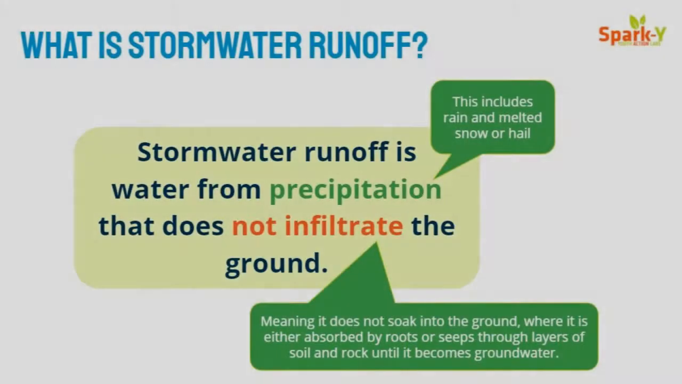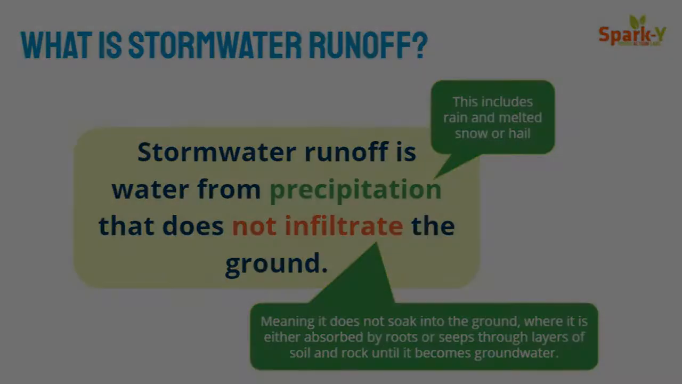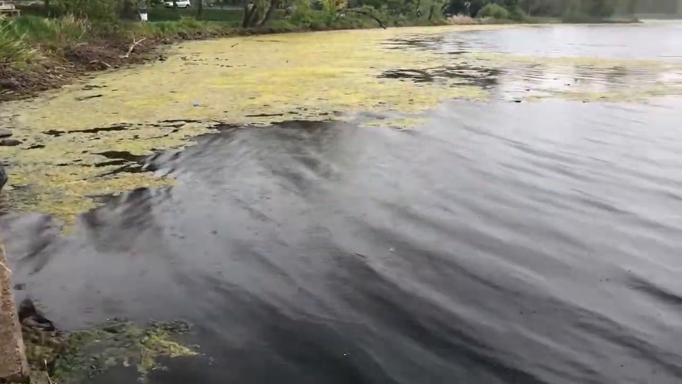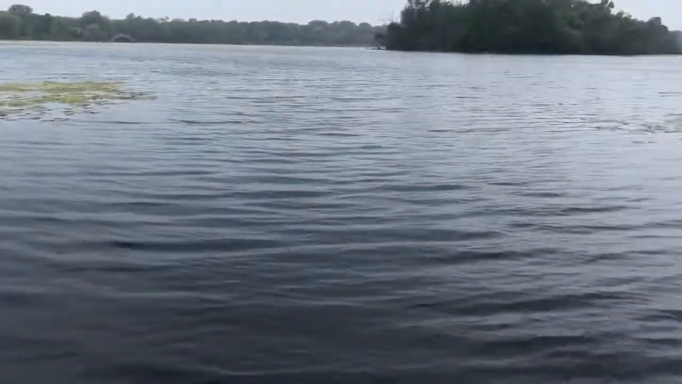Stormwater runoff is water from precipitation that does not infiltrate the ground. That means instead of being soaked up by roots or seeping through layers of soil and rock until it becomes groundwater, stormwater runoff flows over surfaces and into water bodies untreated. Cece is going to demonstrate how stormwater runoff contributes to water pollution.